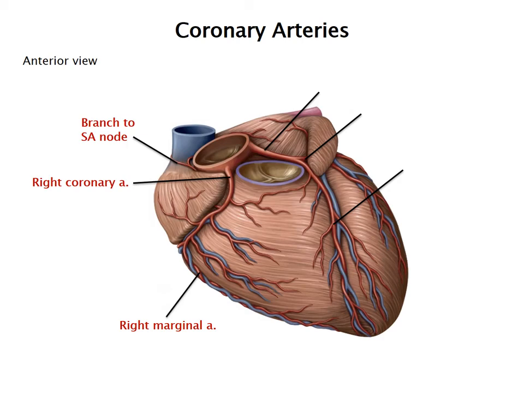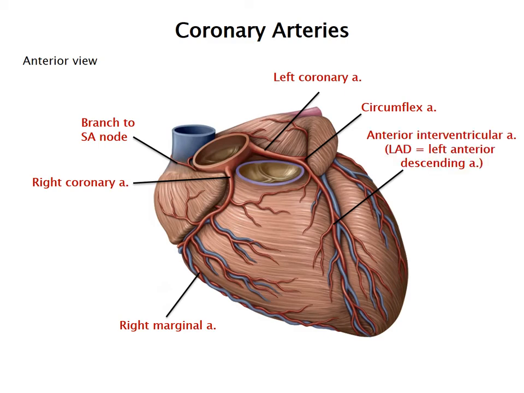The left coronary artery arises posterior to the pulmonary trunk. It is relatively short because it quickly divides into two main branches. The circumflex artery circles toward the posterior heart beneath the left auricle to supply the left atrium and the lateral wall of the left ventricle.